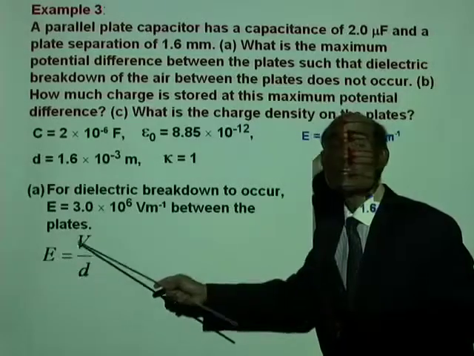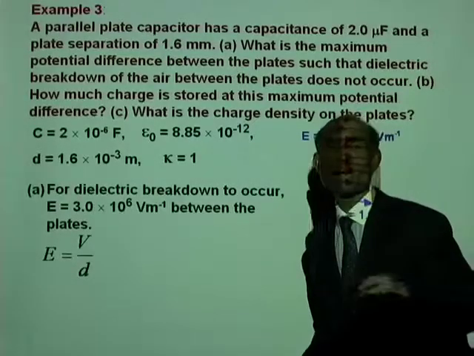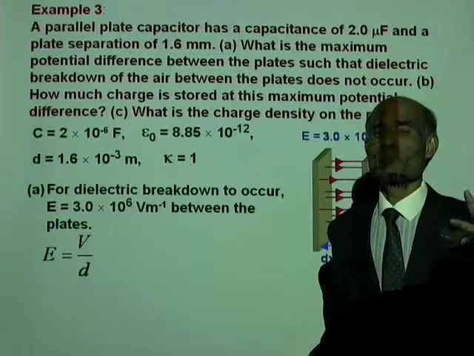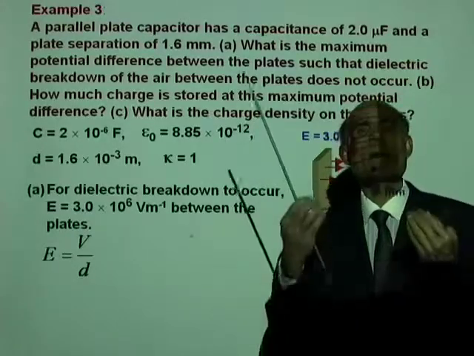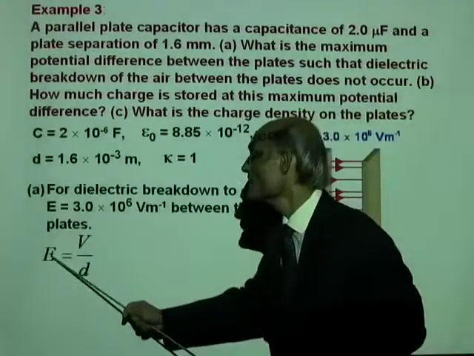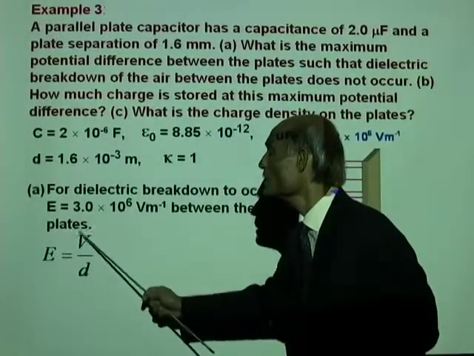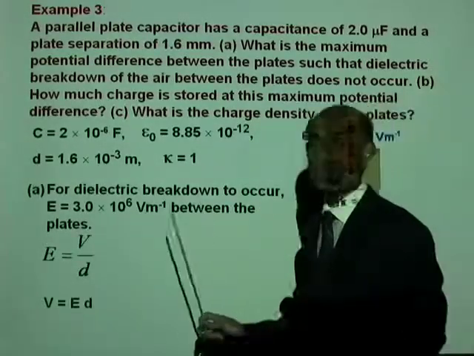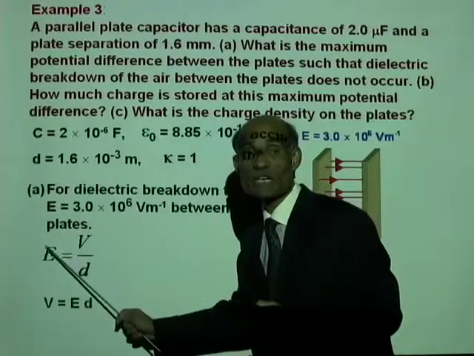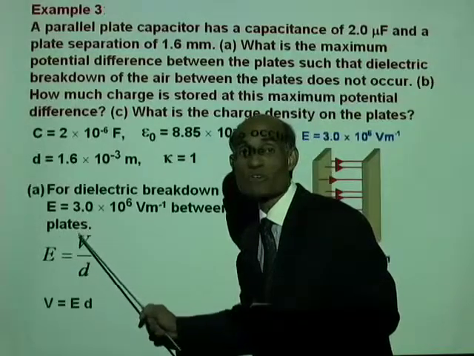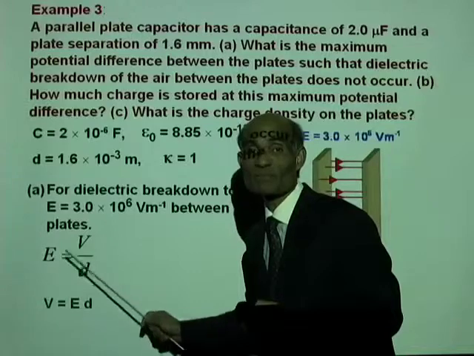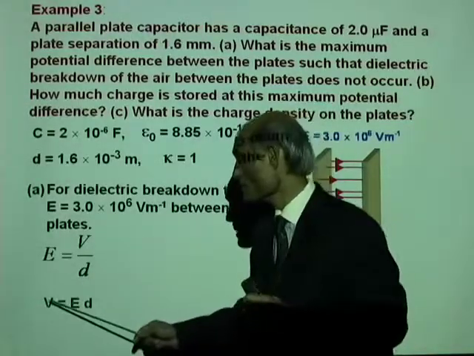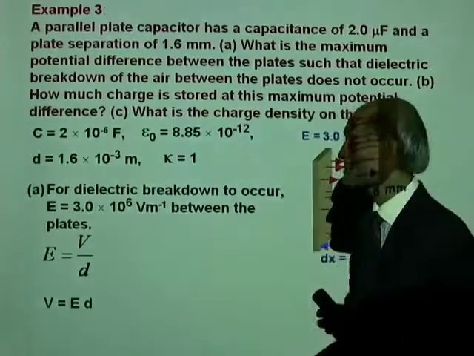Now, E equal to V over D. I have done away with the negative sign. You see that? There's no need for the negative sign. We only need the magnitude. So we have E equal to V over D, or V equal to E times D. Remember, this is the same relation we used earlier. E equal to delta V divided by delta X. E equal to potential difference divided by the plate separation. So V equal to E times D.